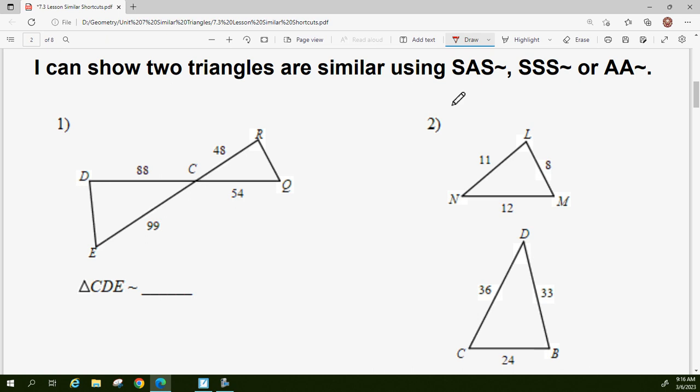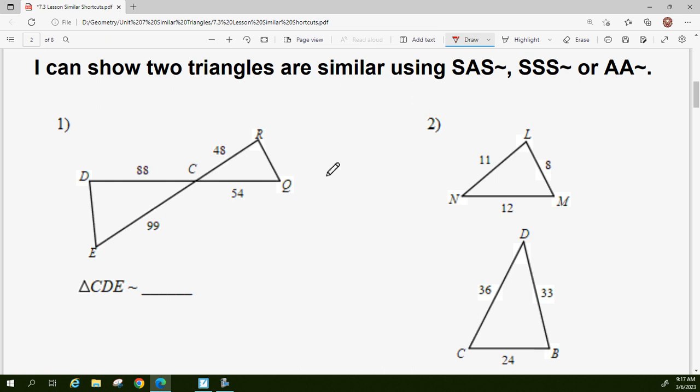When we talk about similar triangles, we're talking about proportions for sides. So we're going to match up the pairs of sides that go together, and we're going to see if they make the same fraction. If they make the same fraction, that means they're in proportion. That means we have these S's. So let's put that in practice.